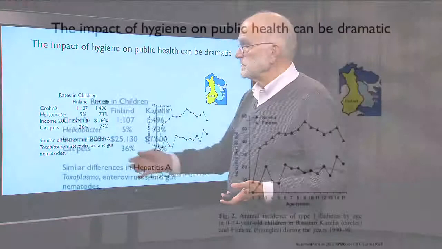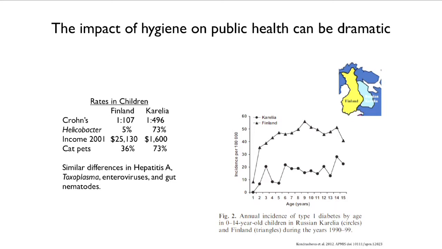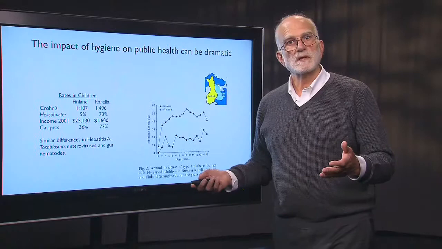So this is the annual incidence of type 1 diabetes by age in children who are between 0 and 14 years old. So there would be 0, and there's 14 there, in Russian Karelia and Finland. So in Karelia, it's significantly lower than it is in Finland. This is the incidence per 100,000 people. Bottom line, it looks like a complex microbiome picked up by kids living in a poor, relatively dirty environment protects them against type 1 diabetes.